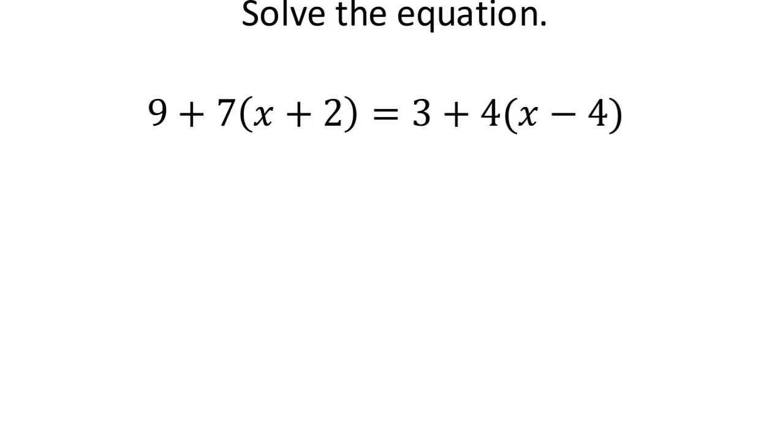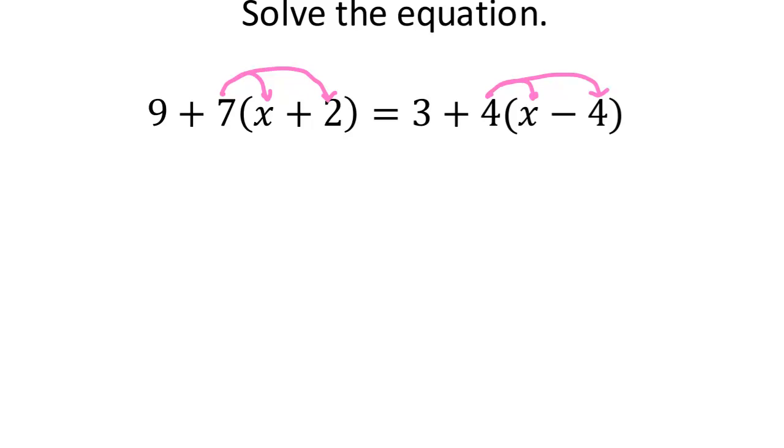Okay, so for these, you guys want to distribute the 7 and then distribute the 4. It's going to be pretty much what we did on the last example. Get the x's on one side, get the numbers on the other to solve for x, okay? So you guys go ahead and try this one, because some of you guys were stuck on it.